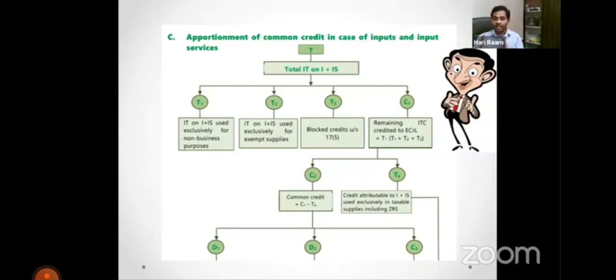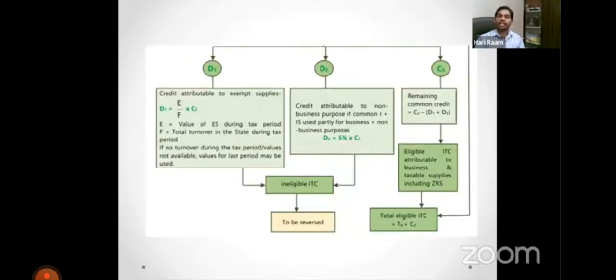So first of all, we have to segregate these three: non-business purpose, exempt supply and blocked credits. After that it is termed C1. From C1 it is again bifurcated: zero rated supply alone we are taking, that is eligible. The balance is common credit. That common credit consists of two parts: eligible ITC and ineligible ITC. Ineligible ITC is to be removed and eligible ITC will be taken. What is that ineligible ITC? Nothing but exempt supply and non-business purpose.